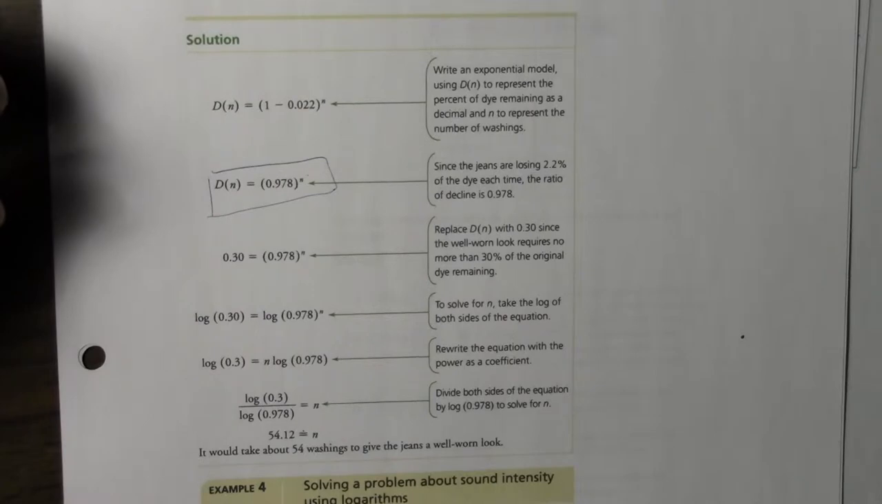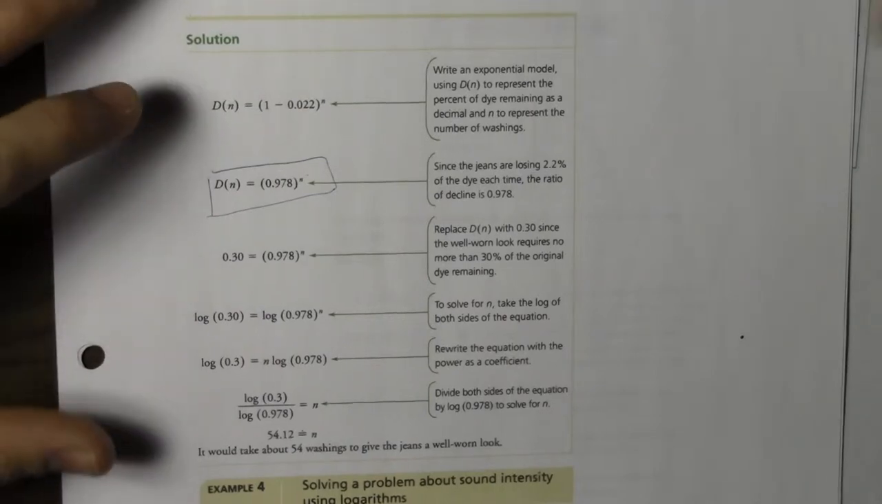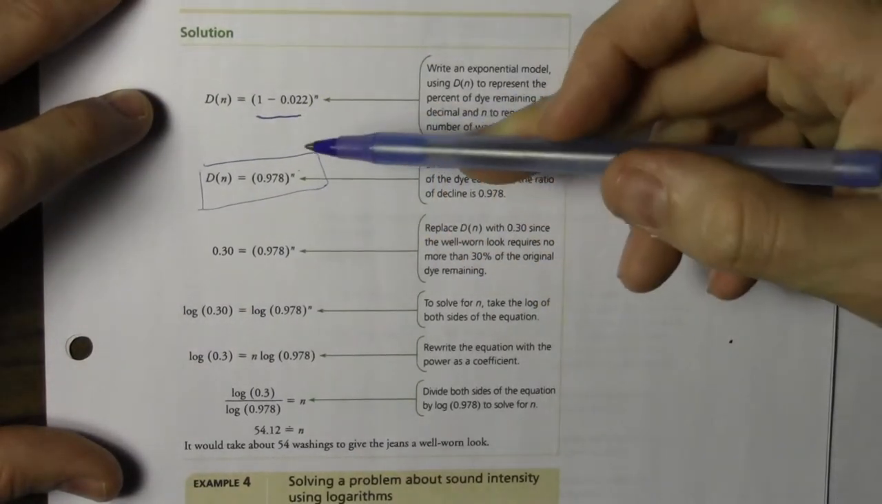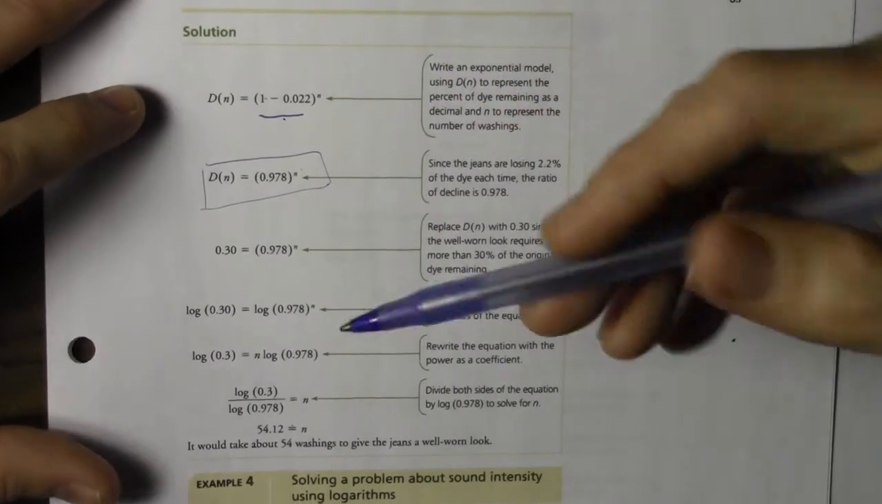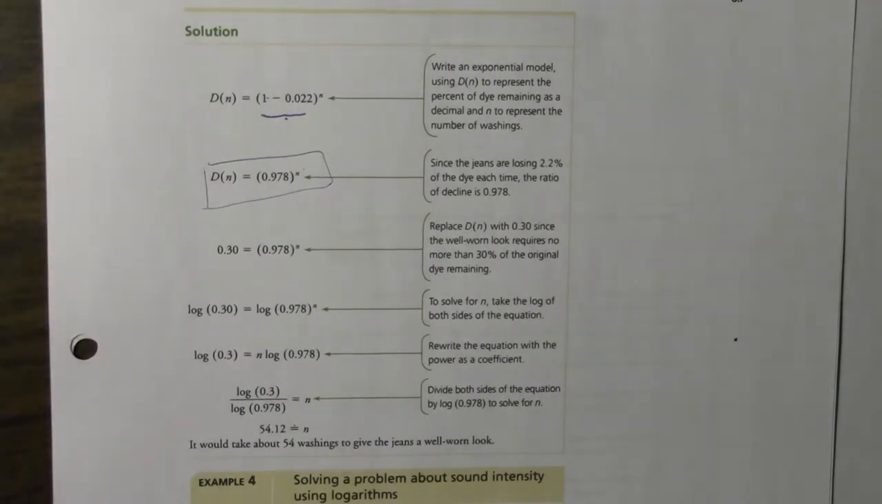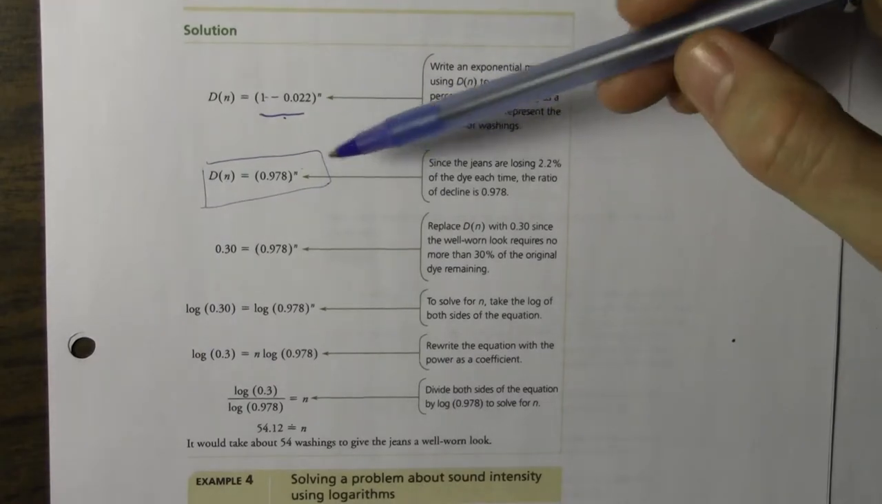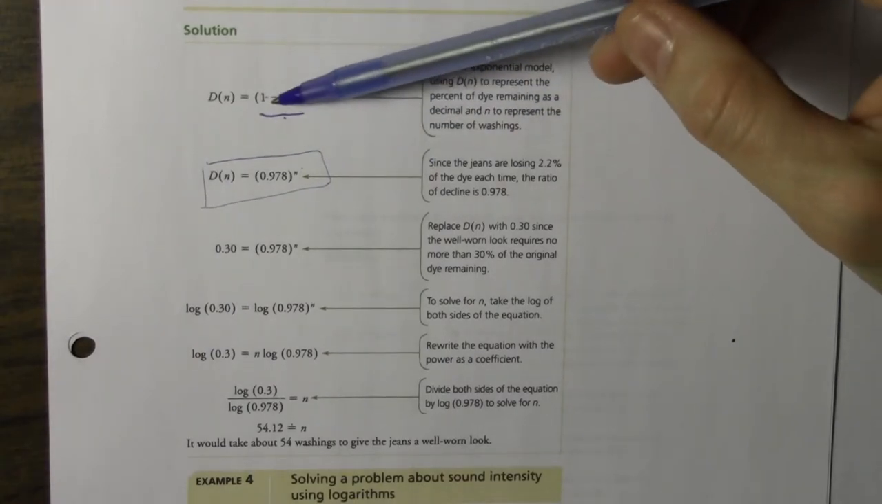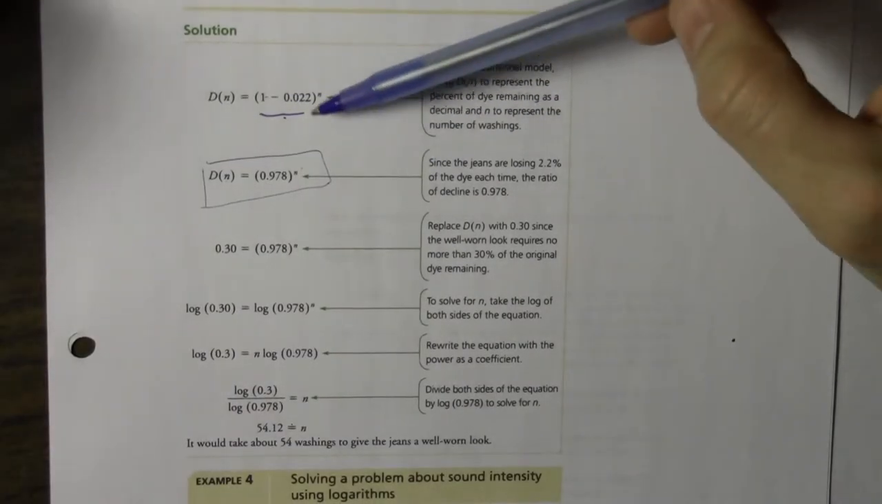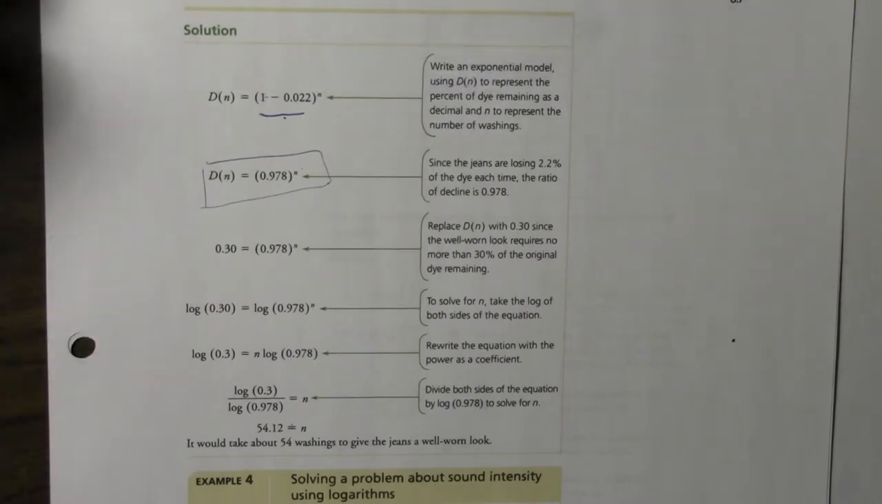Yep. How'd you get 0.978? 1 minus 0.022. And where'd you get the 1 from? The 1 is starting with 100% of the dye, and the 2.2 is the amount you're going to lose each time you wash it. Okay? So it's similar to a financial problem in that regard, right? Your initial amount minus the percentage you're losing.